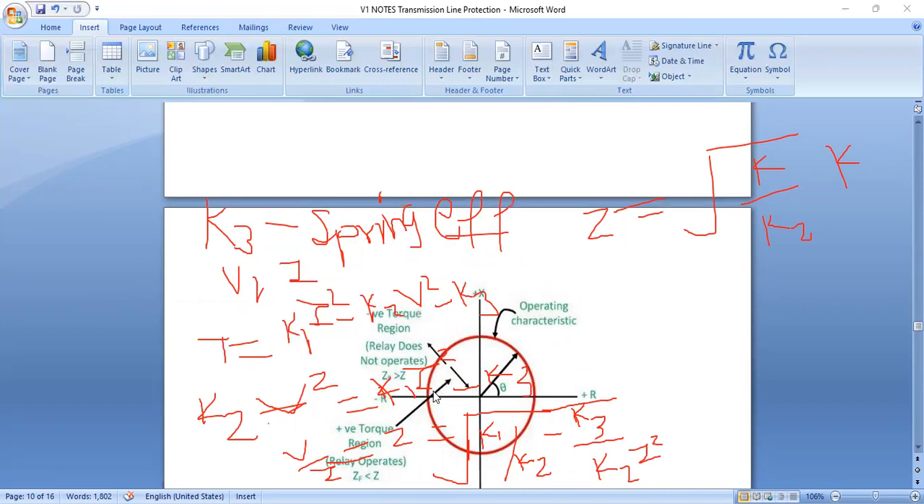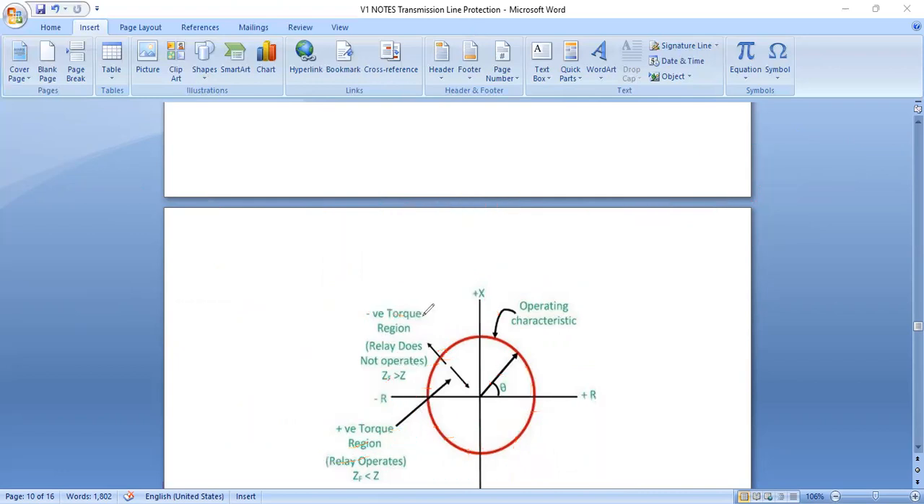So the phase angle between x and r, x is represented the position of the vector. Just wait, I will clear all the diagrams. That means this is the RX diagram. So for this RX diagram, the phase angle between x and r represents the position of the vector.